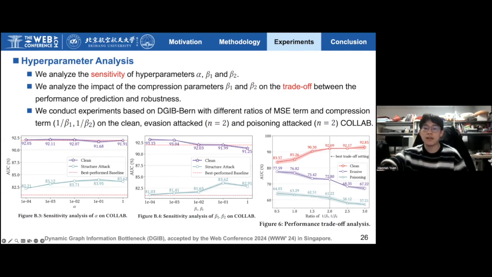We can see from the result that with the increase of 1 over beta 1 or 1 over beta 2, the DGIB performs better on the clean COLLAB, while its robustness against the targeted adversarial attacks decreases. This validates the conflict between the MSE term and the compression term, as the compression term sacrifices prediction performance to improve the robustness, and we find the optimal setting for both hyperparameters where the performance of prediction and robustness are both well preserved.